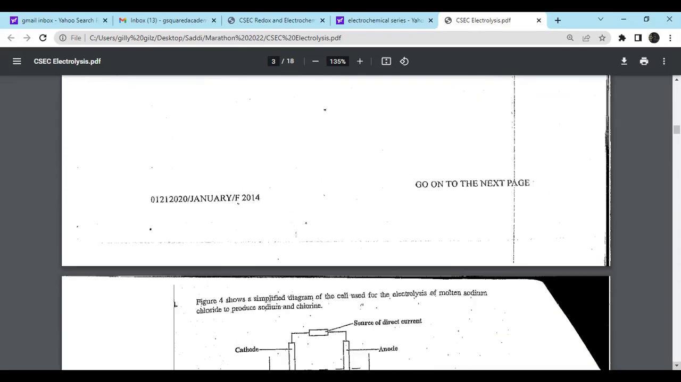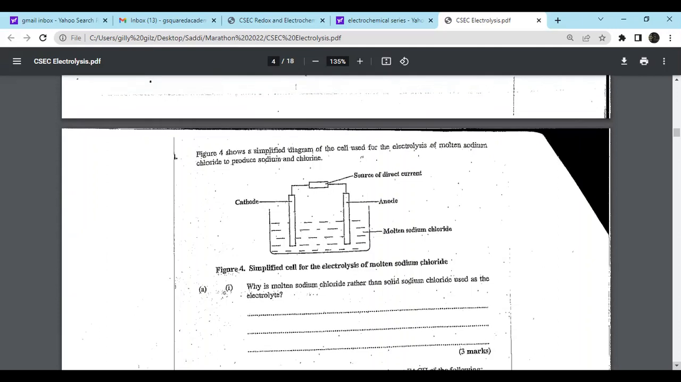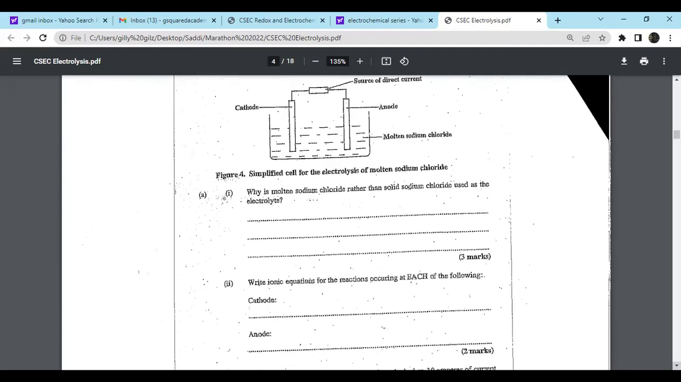All right, this would be our last one, and then we're going to move on to acids, bases, and salts. So figure 4 shows a simplified diagram of a cell using the electrolysis of molten sodium chloride. Molten means no water present. You have your source of current, your cathode, your anode, your molten sodium chloride.